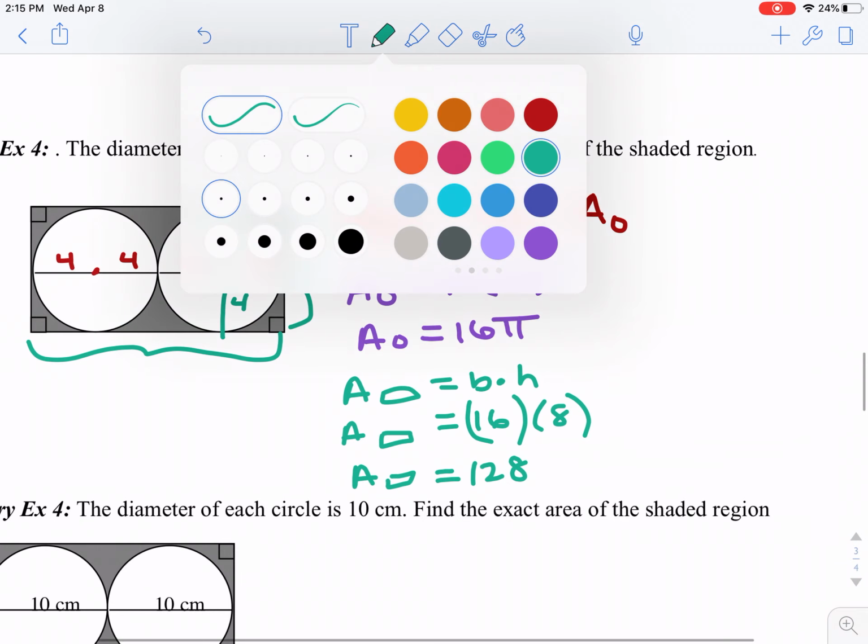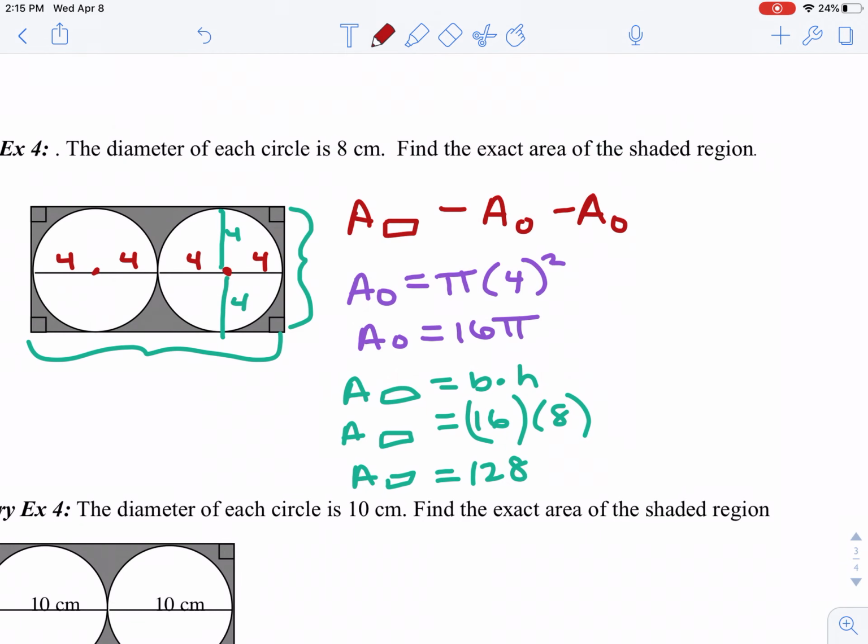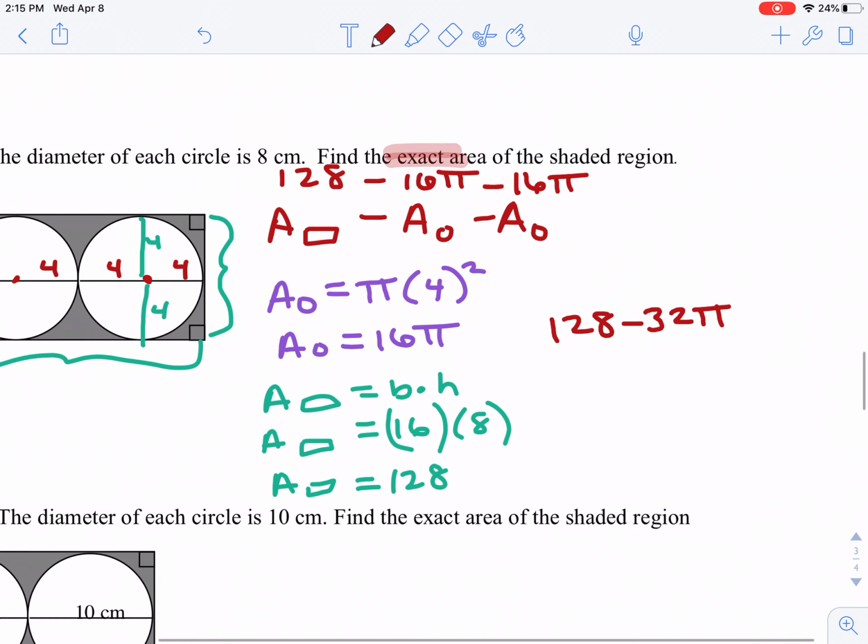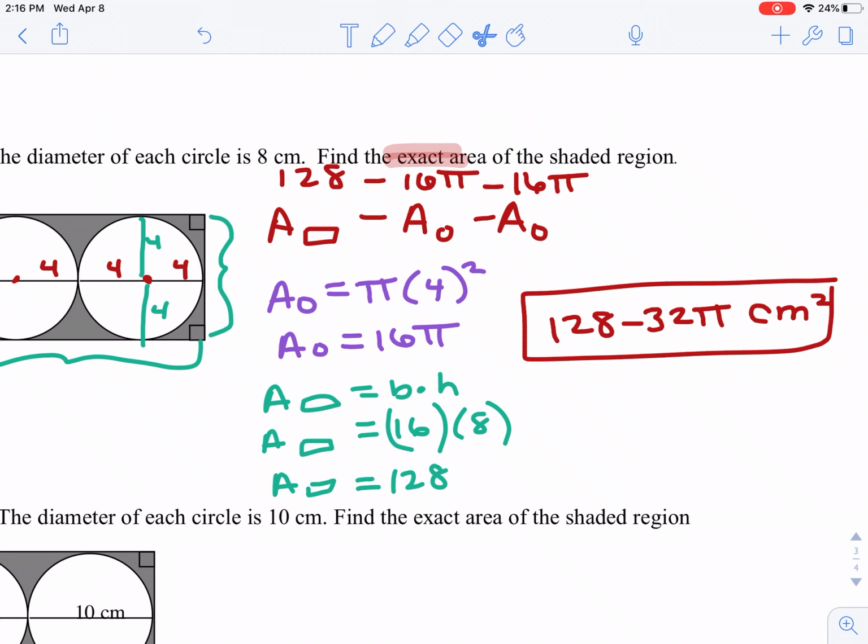So if I'm trying to find the area of the shaded region, I'm going to take that area of the rectangle, which is 128. I'm going to subtract the circle once because we have one circle. And then I'm going to subtract it twice because we have a second circle that I need to remove to get that shaded region. Now, since it asked for the exact area, all I can combine are my like terms. So 16 pi and 16 pi would be 32 pi. And that's all I can do. I'm going to put in my units, but that is my exact area.